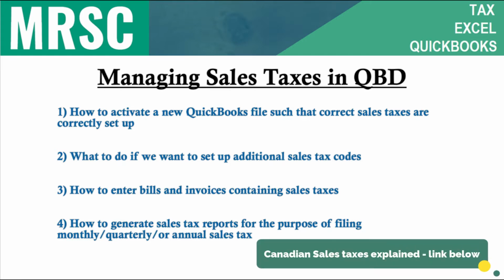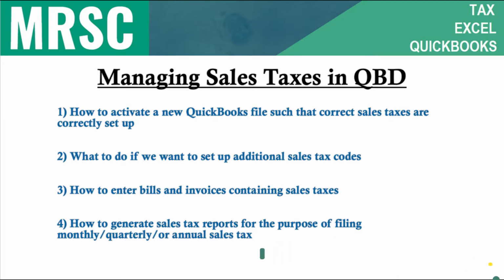So the agenda today is first of all going to be to look at how to set up and activate a QuickBooks file with the correct sales taxes. Then we're going to look at how we can set up additional sales taxes. Then we're going to enter some bills and invoices and see how we're supposed to allocate sales taxes correctly. And then finally, we're going to look at how we can generate a report on a monthly, quarterly, whatever basis.